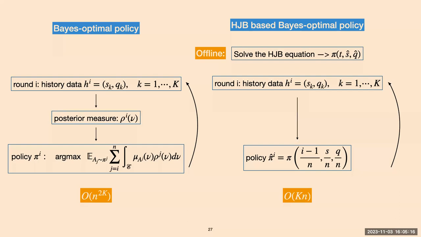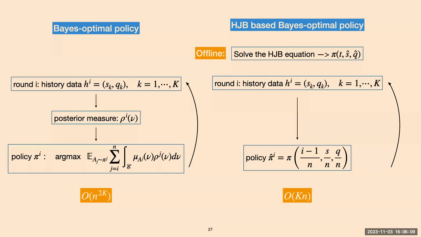Before we had this connection, for each round I needed to solve an optimization problem to figure out the optimal policy. Now we can solve this HJB equation offline, and then we can get the optimal policy pi. At each round, I have history data S and Q. What I need to do is rescale S and Q into S hat and Q hat, and then plug them into the optimal policy I get from the solution of the HJB equation. Directly, I will have the policy for this history data. This is why the computational cost can be largely reduced.